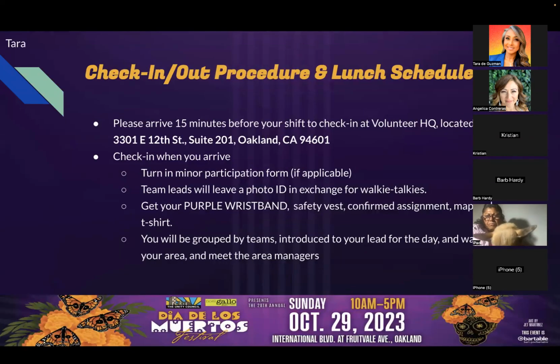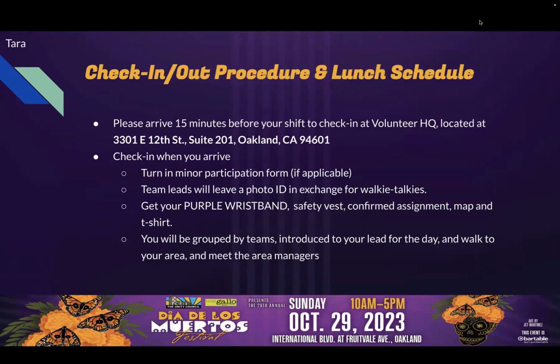All right. So to check in, please try and arrive 15 minutes before your shift. You're going to the volunteer headquarters located at 3301 East 12th Street, Suite 201. It will be on the second floor in Oakland. When you arrive, if you are a student and minor participant, make sure you have a completed participation form when you check in.